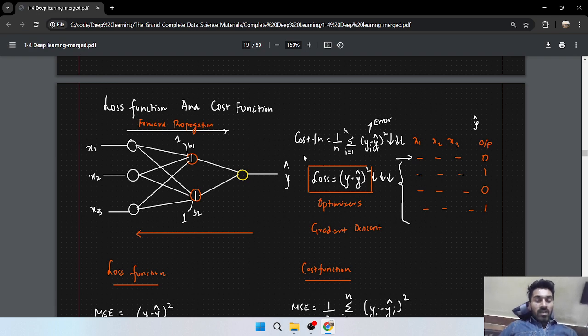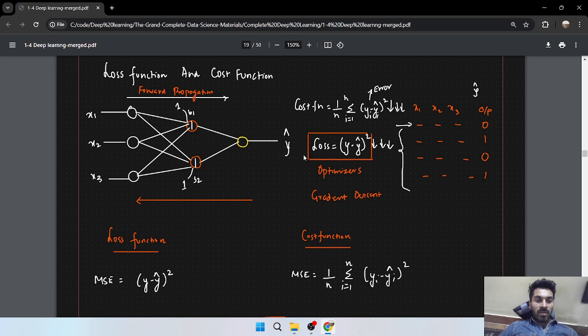Basically, the cost function is when you are finding an error for one data point. Suppose you have 100 data points to train your model. If you want to calculate the error of one point only, then it is called a cost function. But if you take a summation of all these costs, of this point, this point, this point, then this will be known as the loss function.